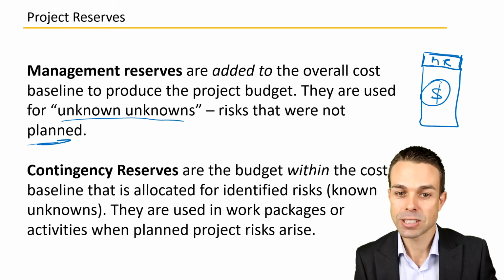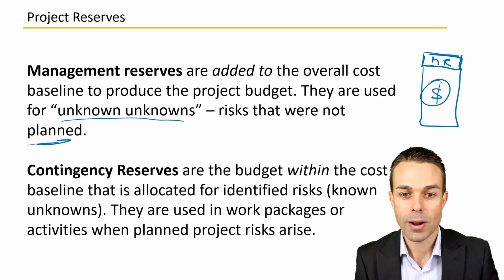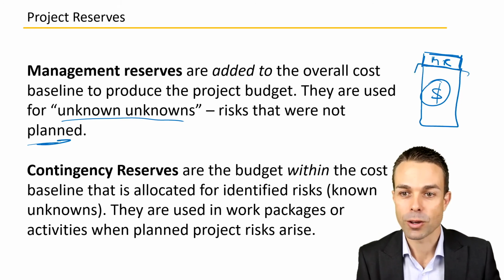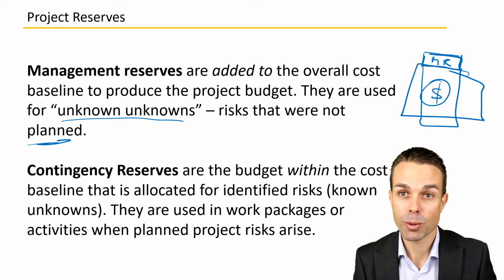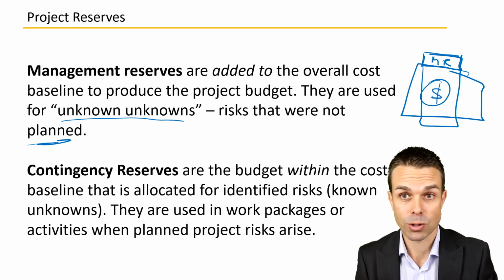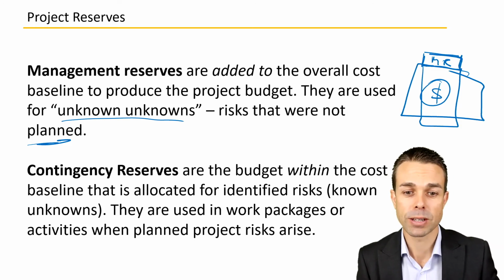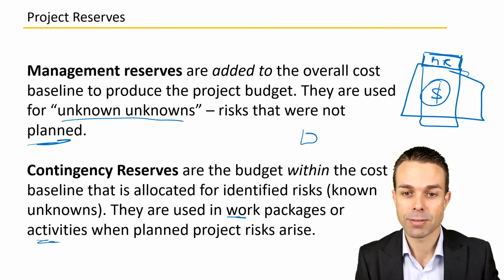Now, our contingency reserves are another story. They're actually used within the cost budget and the cost budget baseline. And they're allocated for risks that we have thought about, so we know that those risks potentially could happen. These are used in work packages or activities. So these are the activities that our teams are performing to deliver a particular feature.